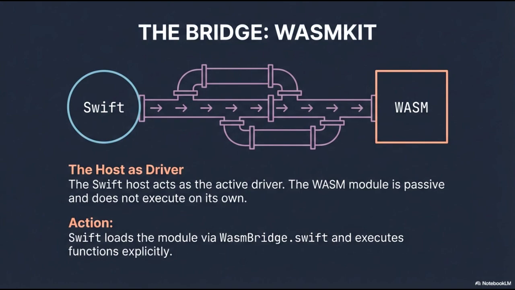WasmKit serves as the essential bridge between the Swift host environment and the WebAssembly module. In this architecture, the Swift host functions as the active driver. This is a crucial distinction, as it means the WASM module remains passive. It contains logic and data, but does not execute on its own. Instead, Swift initiates the process by loading the module via wasmbridge.swift and then explicitly executes functions as required. This ensures that the host maintains full control over when and how the WebAssembly code is utilized within the application's workflow.